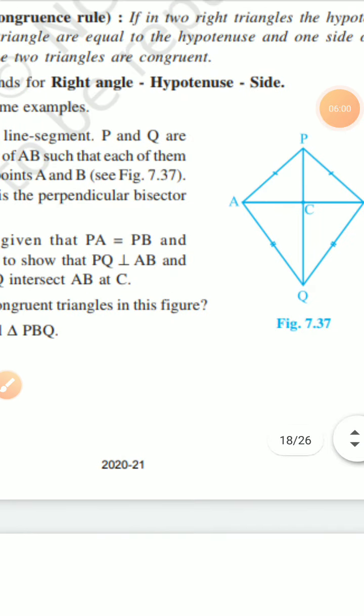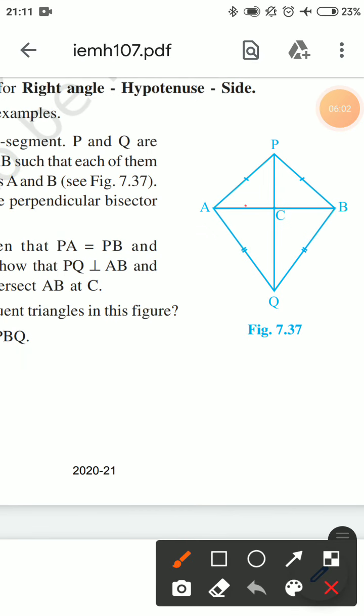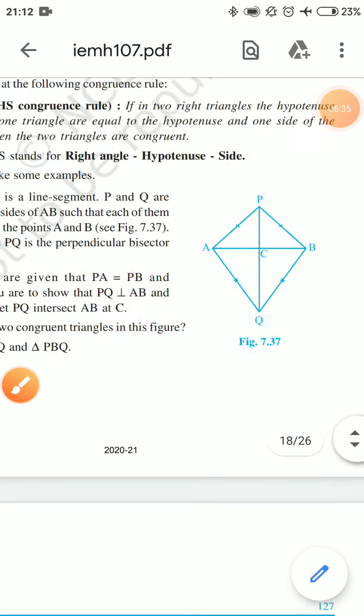We simply have to prove that side AC is equal to side BC, and that is what bisector means. And one more thing that we have to prove is that this angle is 90 degrees. We have to prove two things: one is perpendicular and the other is bisector. If we want to prove that this line PQ is perpendicular to AB, we have to prove that angle PCB or PCA is equal to 90 degrees. And for bisector, we need to prove that AC is equal to BC. So let us now start.